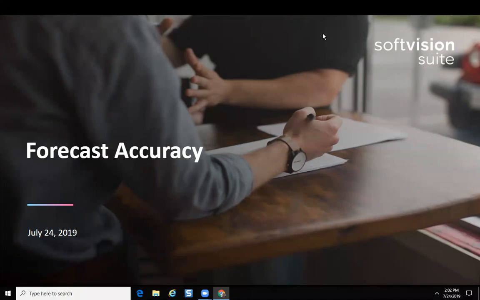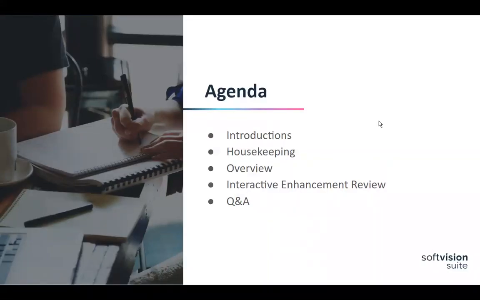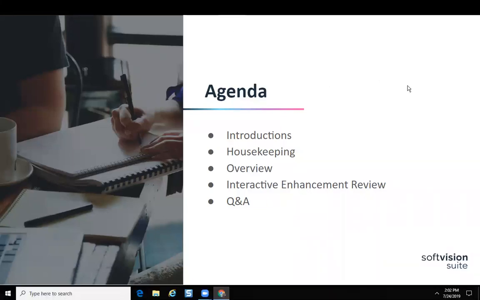This is Softvision Suite's monthly product webinar, and this month we are focused on forecast accuracy. To start off with our agenda, we have some quick introductions of our customer success team. I have a few housekeeping items that we're going to go through, and then we'll begin with an overview of some main screen concepts before we hand it over to Stuart, who will be leading us through a live demonstration of the key screens related to forecast accuracy. And then we also have some time saved at the end for any Q&A.